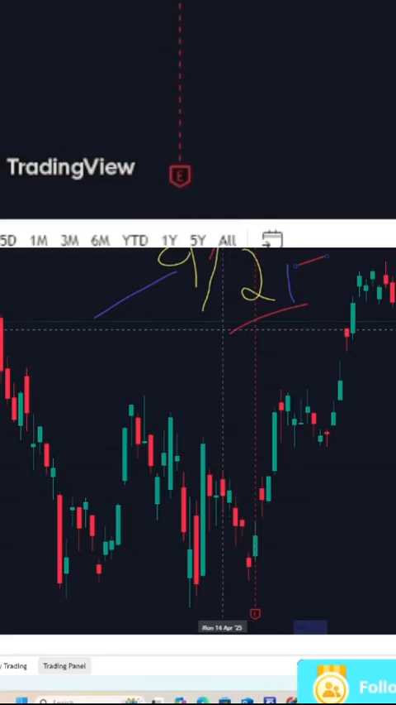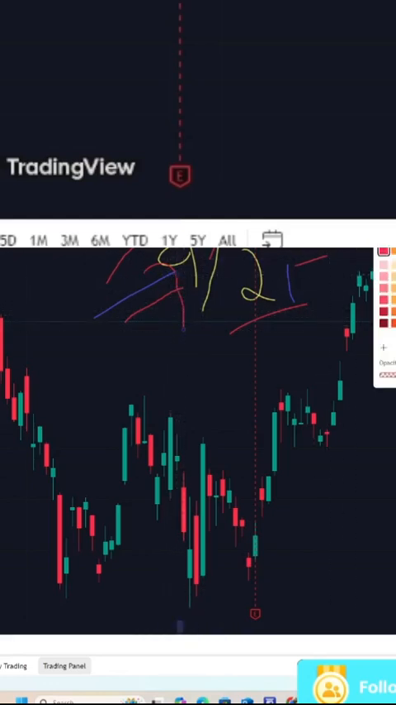So how do they work together? Whenever the small number is above the 21, the stock is bullish. And whenever the 21 is crossing above the blue, which is the 9 moving average, the stock is bearish. So the small number, the 9 moving average, has to be above the red number, which is the 21 moving average, for the stock to be bullish.